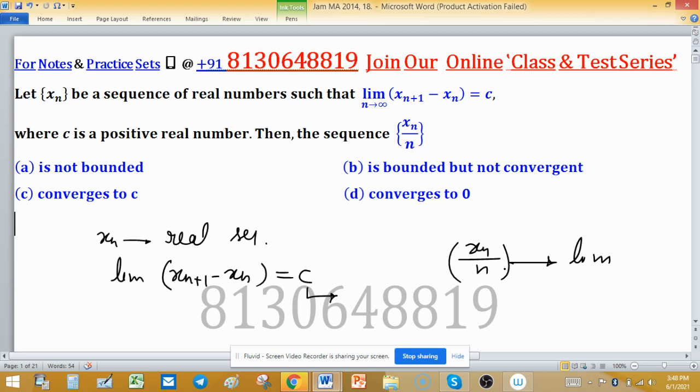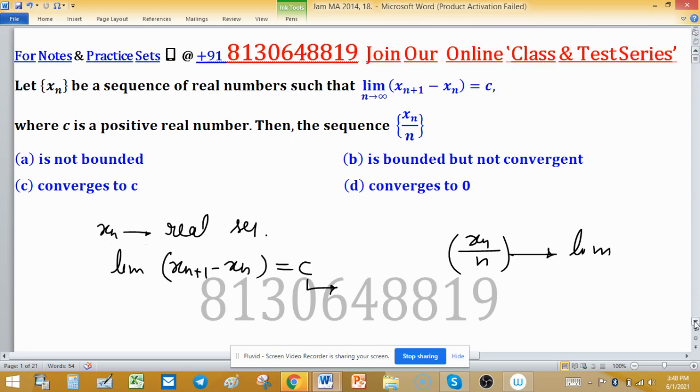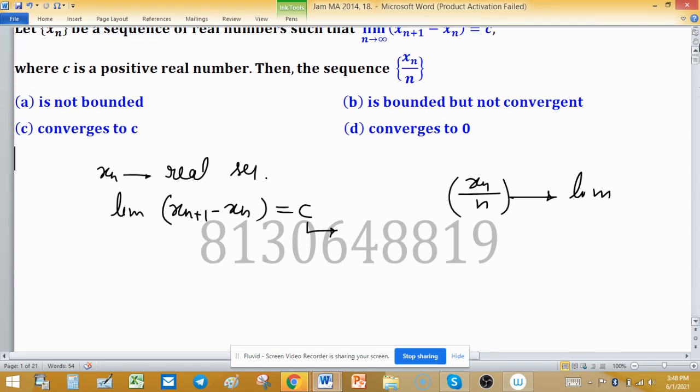A few options are about the limiting point: option C says converges to c, and option D says converges to 0. So if we can anyhow find the limit, then we can easily discard some of them. And if the limit exists, then we can say the sequence is bounded. So we are solving this problem by the trial and error method.